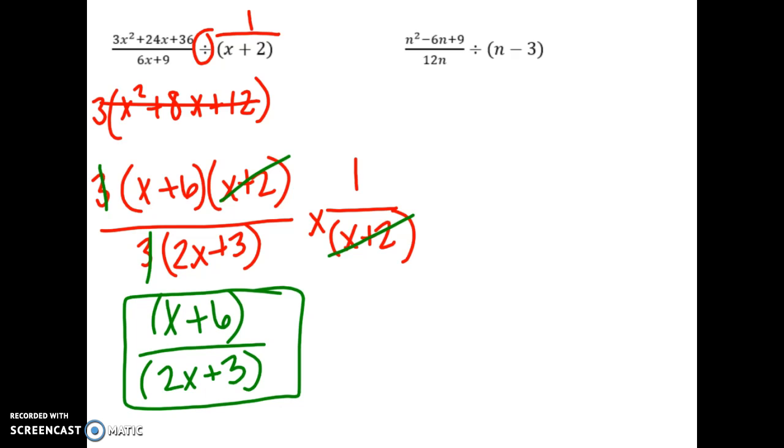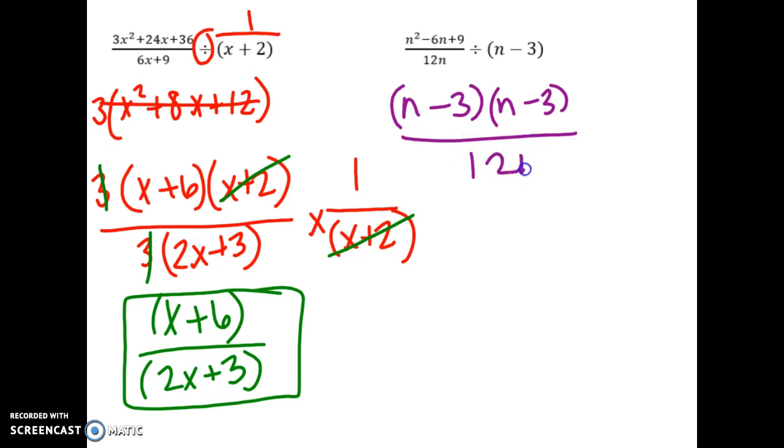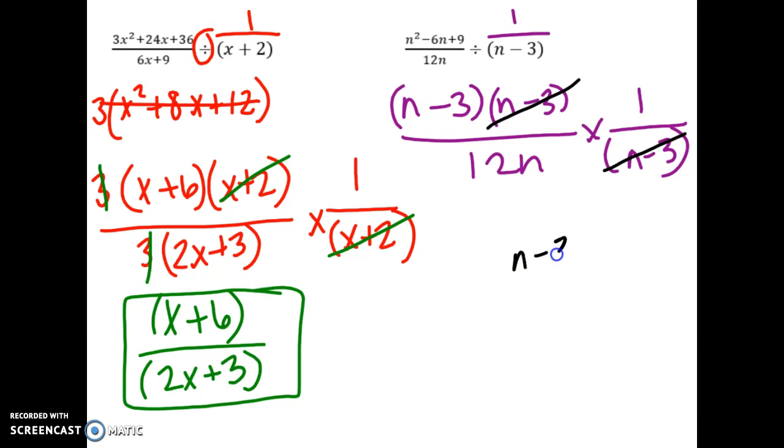Okie dokie. So my numerator over here goes in, that would be minus 3, and minus 3 again, and then over 12n, and it's going to be times, and I'm going to flip it, so I'm going to put the 1 on the top, and that would be n minus 3, and I can cancel, yay! So anything times 1 is itself, so it's just n minus 3 over 12n.